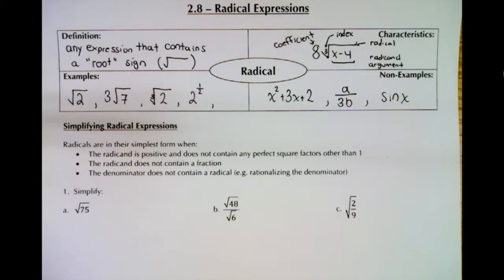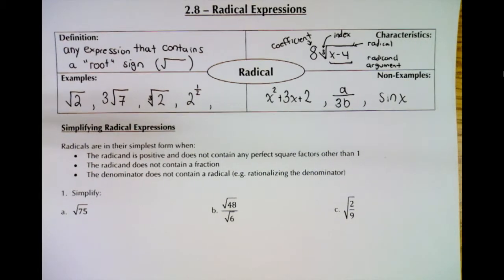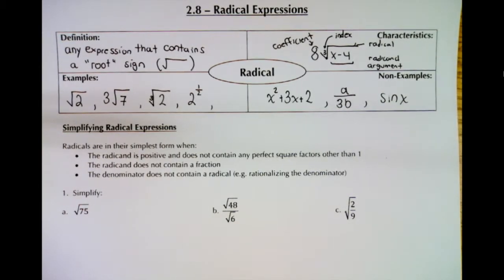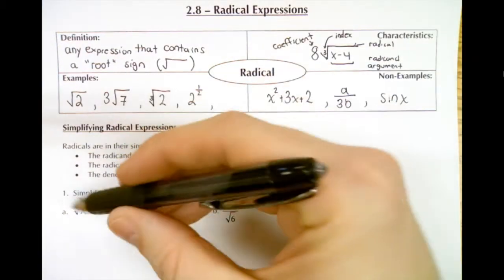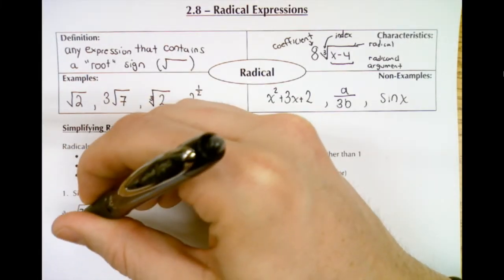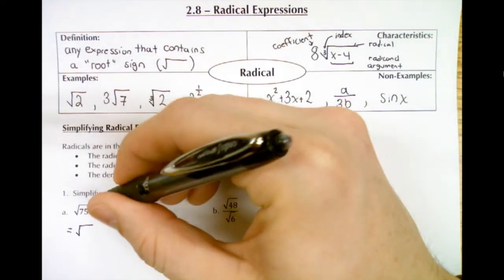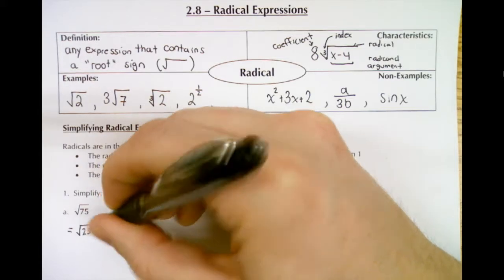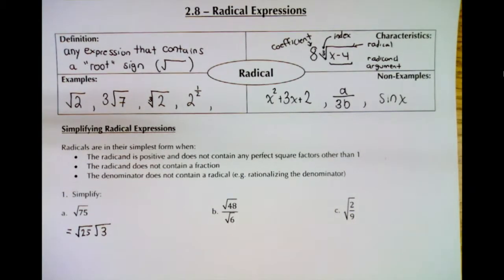First one is the square root of 75. Simplifying a radical is very much like simplifying a fraction. You can reduce it and make it simpler, and the way you can do it is by splitting a radical up into more than one radical. The square root of 75 can be split into the square root of 25 and the square root of 3, because if you multiply the square root of 25 by the square root of 3, you do get the square root of 75.